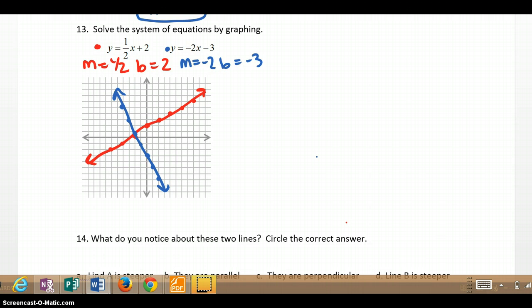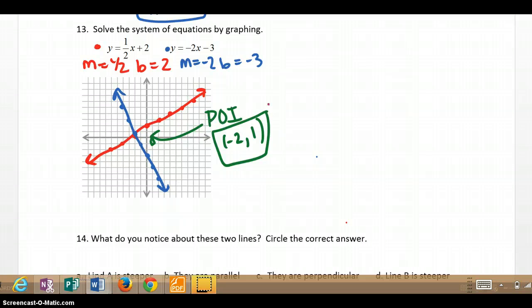And our point of intersection is where our two equations meet, which is also the solution to our equations. So we have -2, -1. So our x value is -2 and our y value is -1.